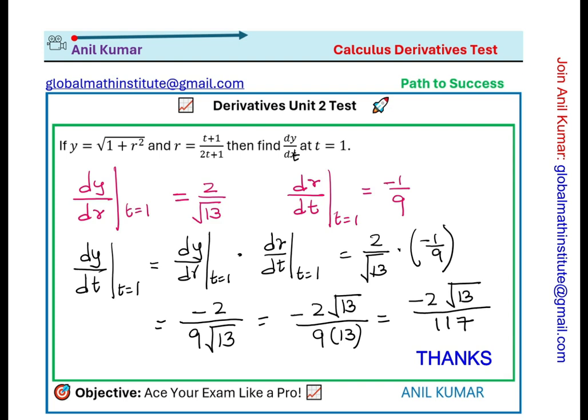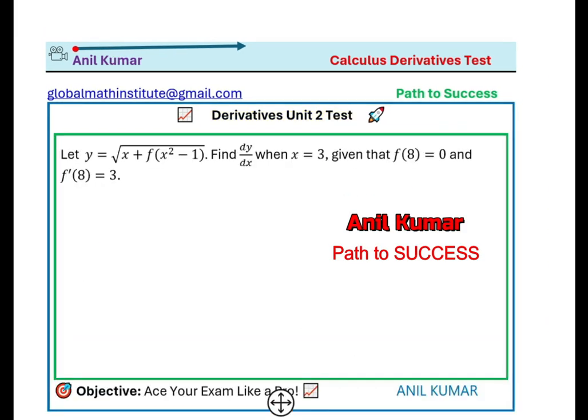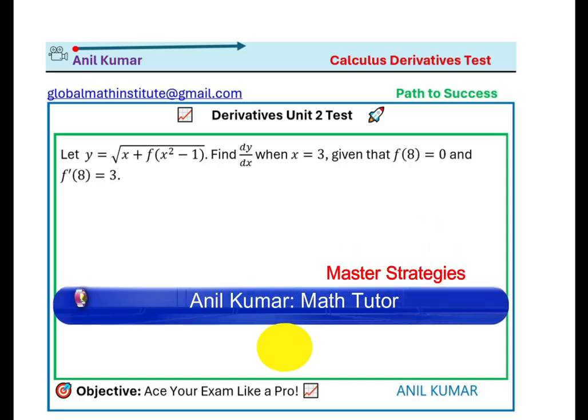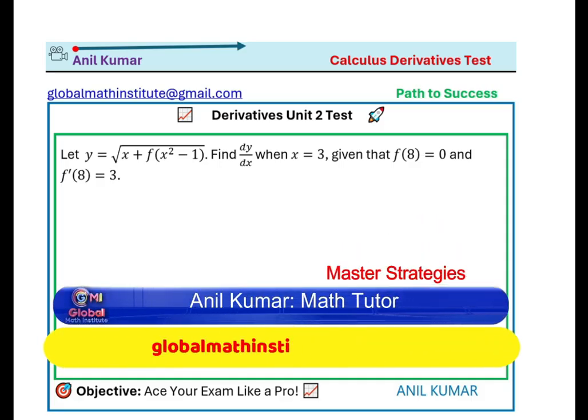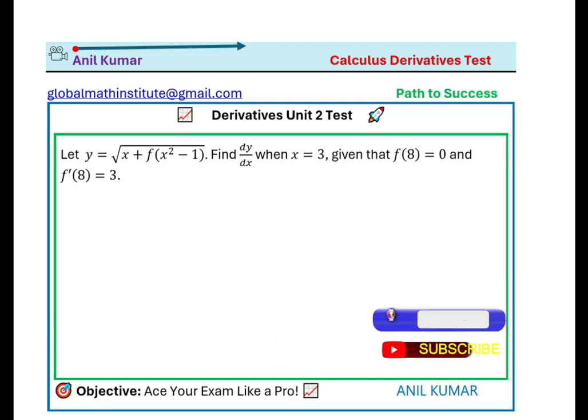Let us now take the solution of the next question. Most difficult question which you'll expect in the test paper. Right here before you. y equals square root of x plus f of (x square minus 1). Find dy/dx when x equals 3, given that f of 8 is 0 and the derivative at 8 is 3.